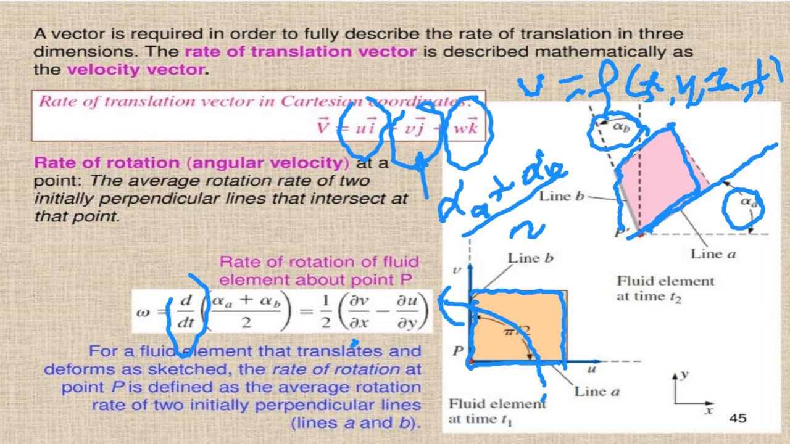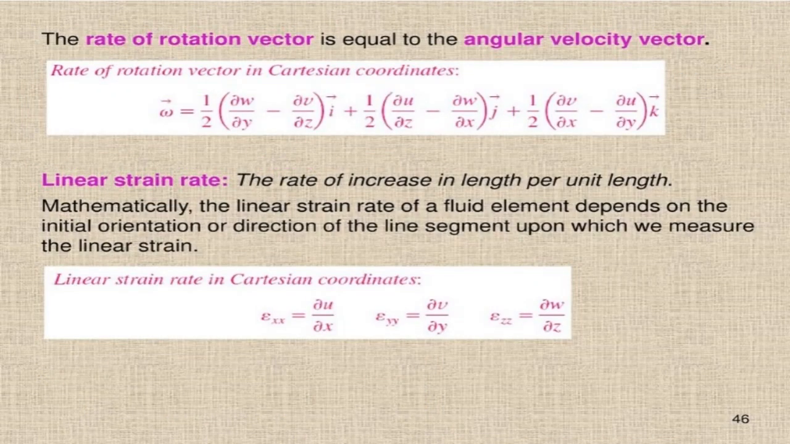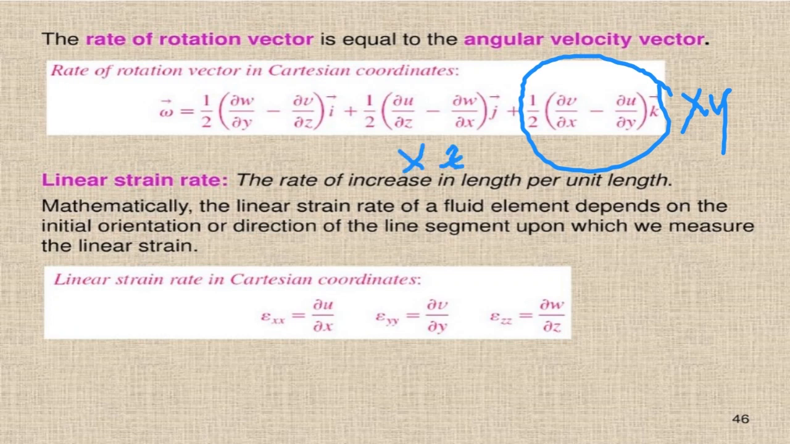Of course, this is in only 2 dimensions, so it's only in the xy plane. The fluid particle can have other rotations. It can rotate about any axis. So if you consider all the axes, this one is the rotation on the xy plane. This one is the rotation on the xz plane. And this one is the rotation on the yz plane.